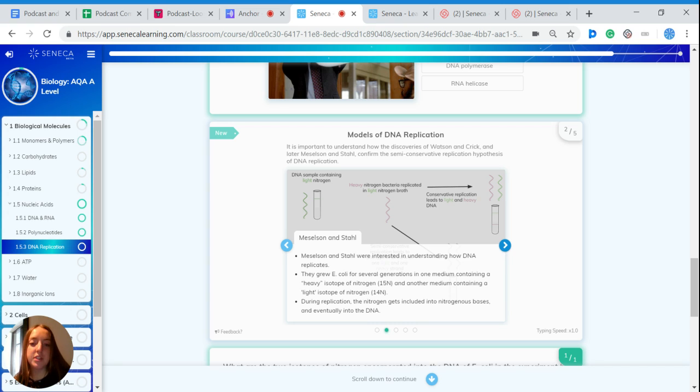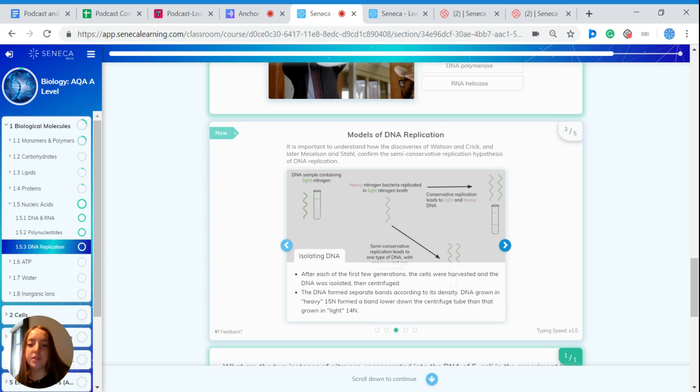Meselson and Stahl were interested in understanding how DNA replicates. They grew E. coli for several generations in one medium containing a heavy isotope of nitrogen, which was nitrogen-15, and another medium containing a light isotope of nitrogen, which was nitrogen-14. During replication, the nitrogen gets included into nitrogenous bases and eventually into the DNA.